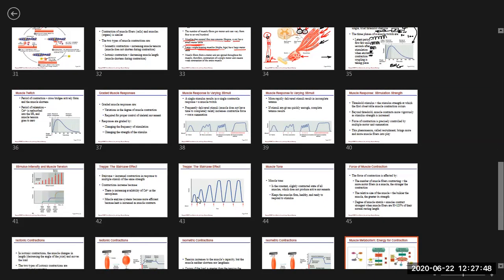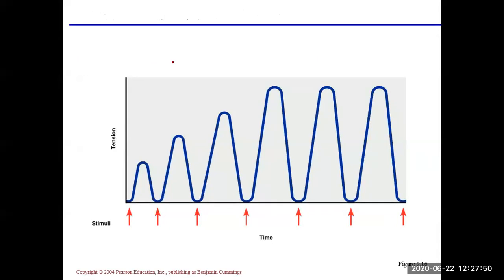Treppe, or a staircase event. Don't make a mistake and think that it's a wave summation. In a sense, in wave summation, the second contraction is more than the first, and so on. The third more than the second, the fourth more than the third. So this is kind of like a stairs that you're going up. See, it's like a stairs.